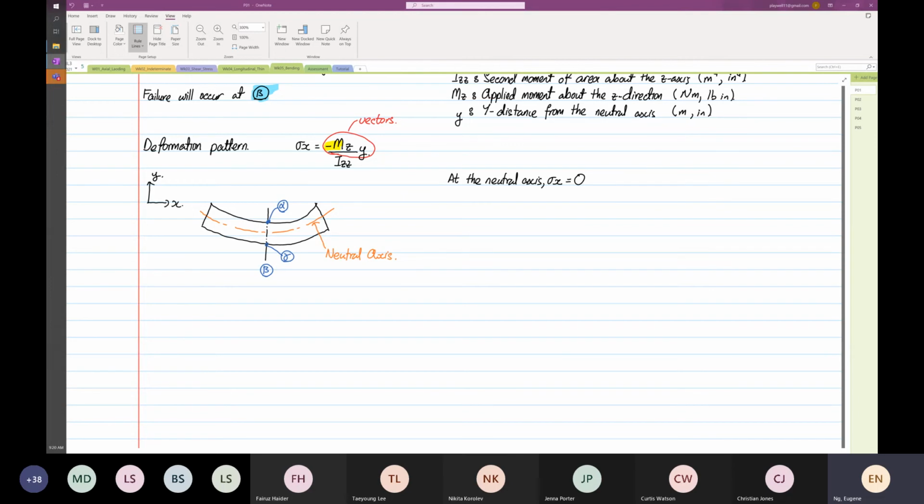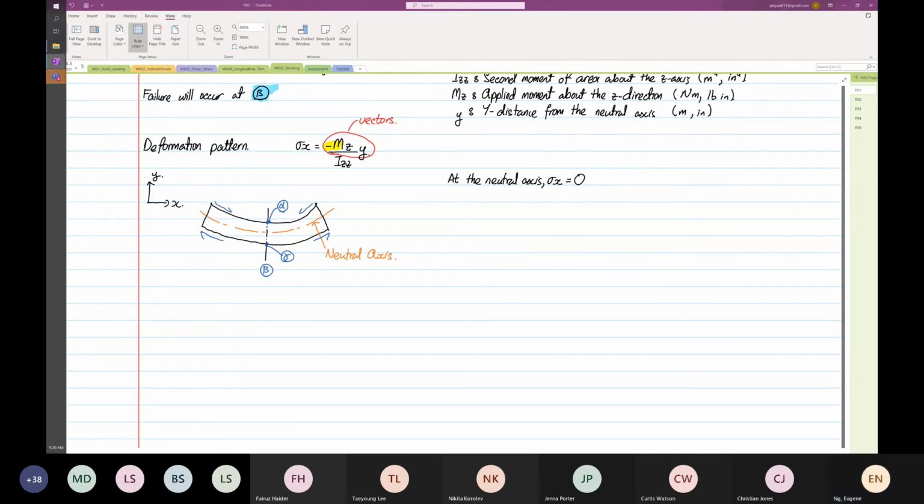Question: if the neutral axis has 0 stress, will gamma be in tension or in compression? Anyone, please? Tension. Gamma will be in tension, right? How about alpha? Compression. Well done. So gamma will be under tension. Alpha will be under what?